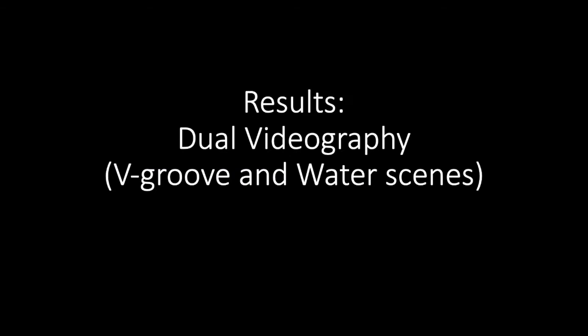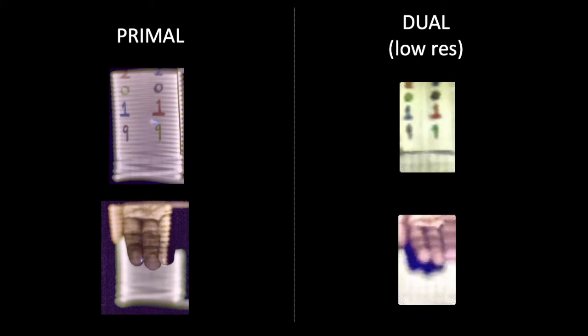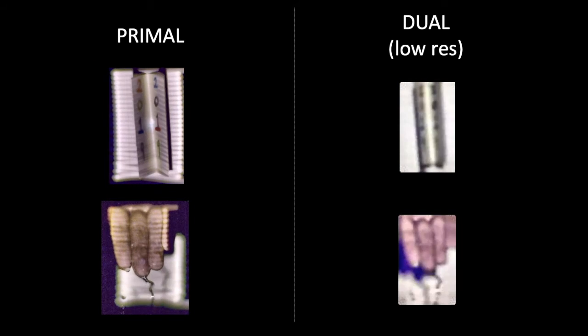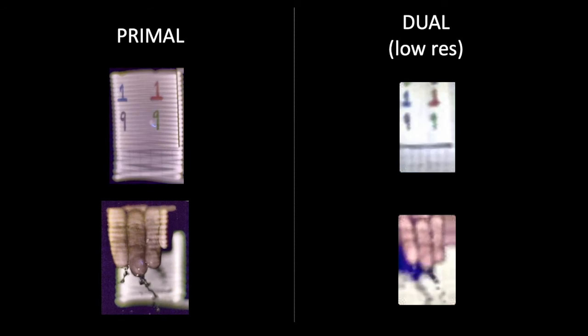We are also able to render dual videos of the scene. Unlike previous work, we're able to render dual videos without epipolar constraints. Here we show dual views of the V-groove and water scene. While the resolution of the dual videos matches the low resolution of our projector, note that the shadows of the V-groove and the droplets of water are well matched and swapped as expected in dual imagery.